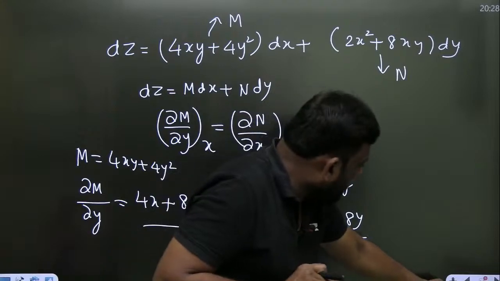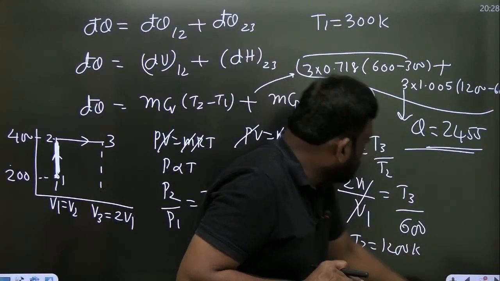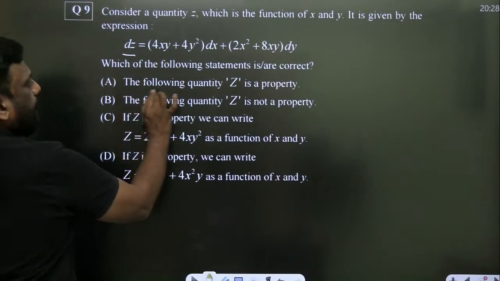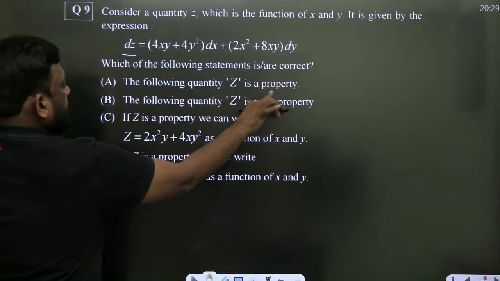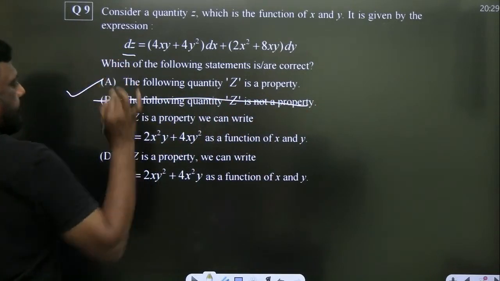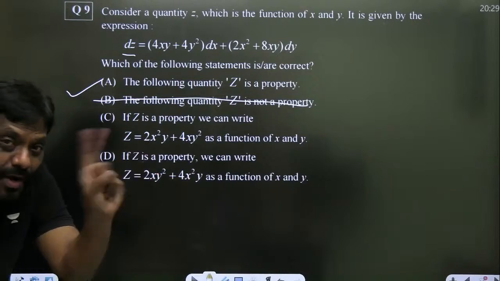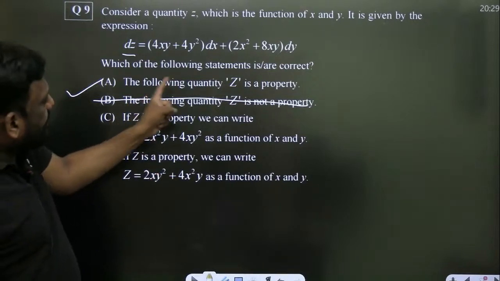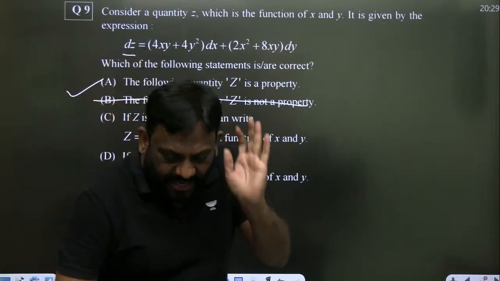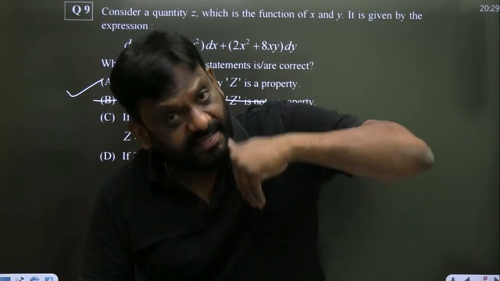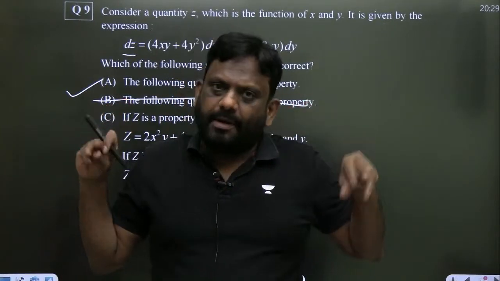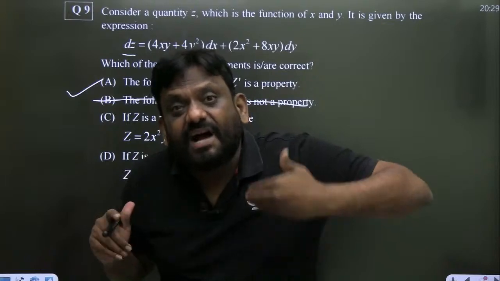देखो एक बार ऑप्शन की तरफ जाना. It is a property. Yes, Z is a property. Option देखो. The following quantity Z is a property. The following Z is not a property. ये गलत है, ये सही है. Hard question नहीं हुआ sir. If Z is a property, then Z can be written as, पूछा है सर. ये अच्छा है सर. We have found that Z is a property. हमने बोला Z property है, लेकिन Z का वैल्यू पूछा है सर.